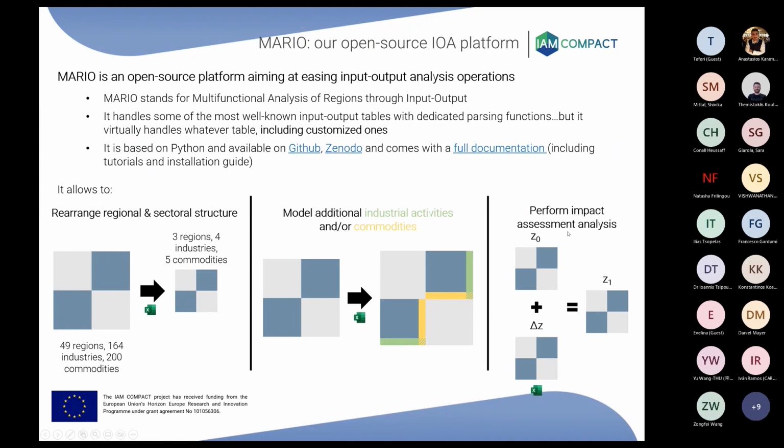So it handles numerical perturbation in order to assess, for example, what would be the impact on overall CO2 consumption if a shock in industrial production, so a structural change in industrial production of a region, is exogenously imposed.